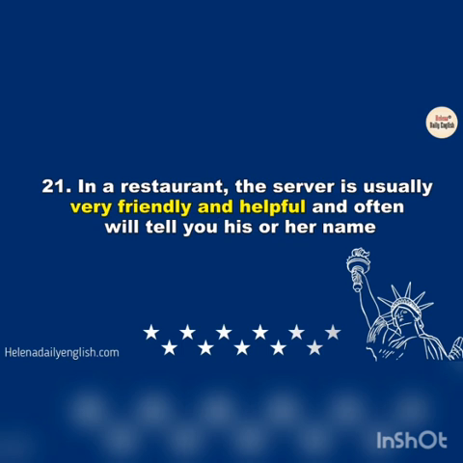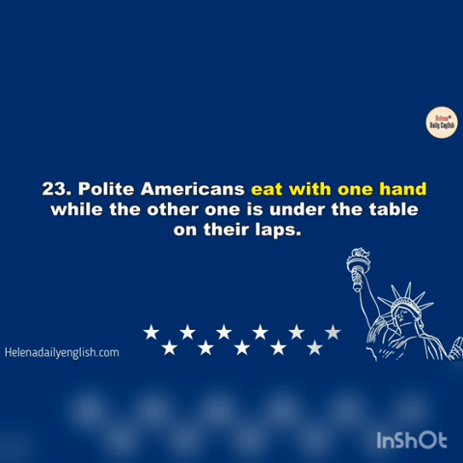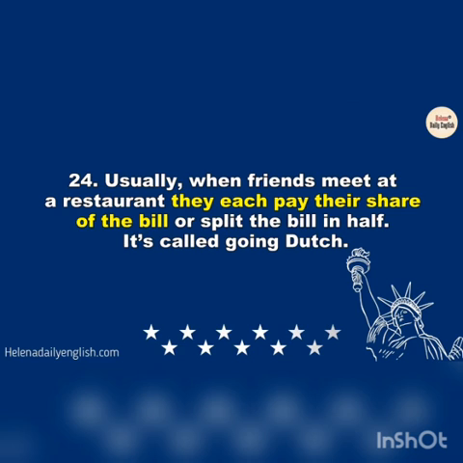21. In a restaurant, the server is usually very friendly and helpful and will often tell you his or her name. 22. When the service is good, tipping is expected to be 15 to 20% of the bill. 23. Polite Americans eat with one hand while the other one is under the table on their laps. 24. Usually when friends meet at a restaurant, they each pay their share of the bill or split the bill in half. It's called going Dutch.